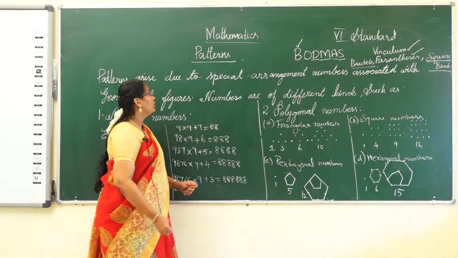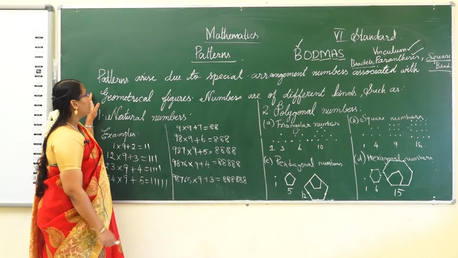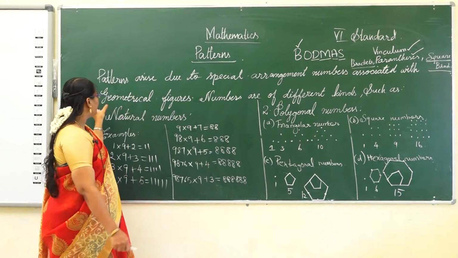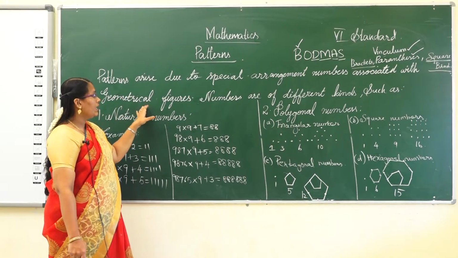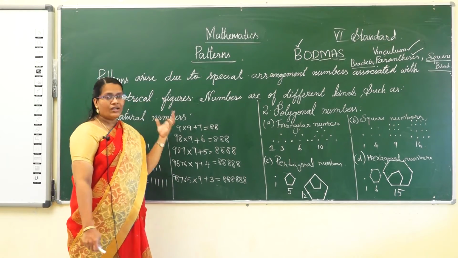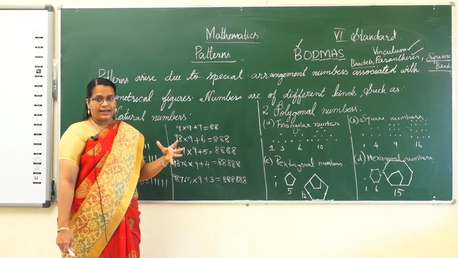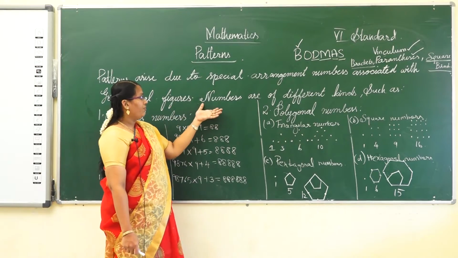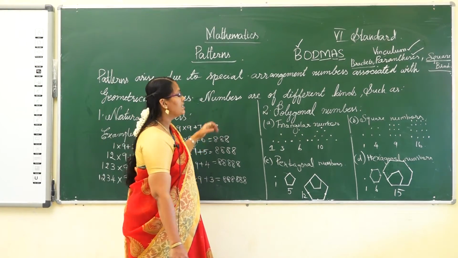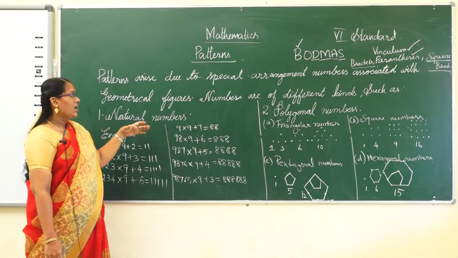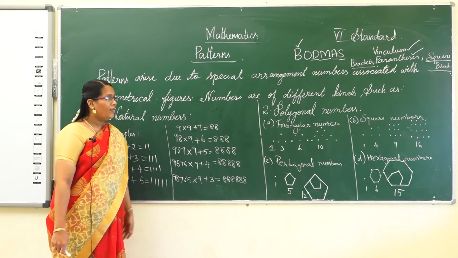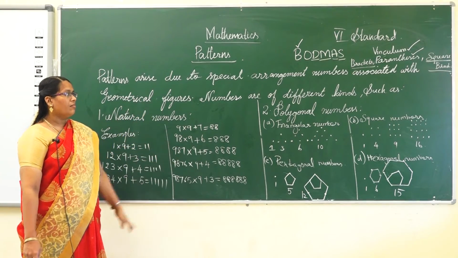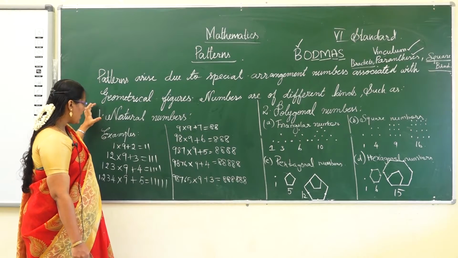Today we are going to learn about patterns. What is the meaning of pattern? A pattern arises due to a special arrangement of numbers associated with geometrical figures. What are geometrical figures? Square, rectangle, triangle. These are all called geometrical figures. Numbers are of different kinds, such as natural numbers and another type, polygonal numbers. First one, natural numbers.